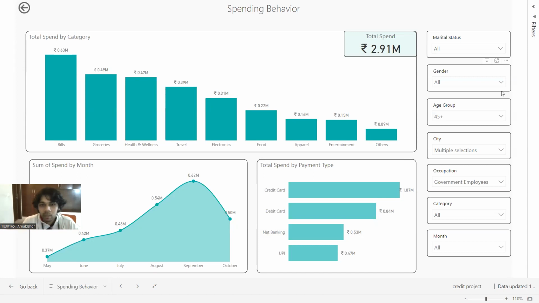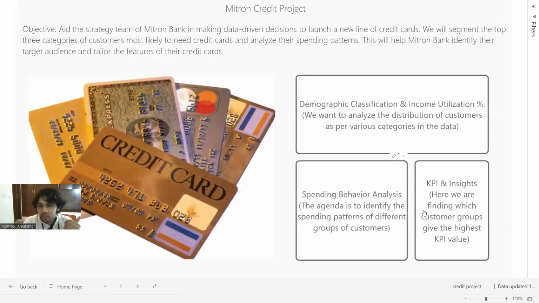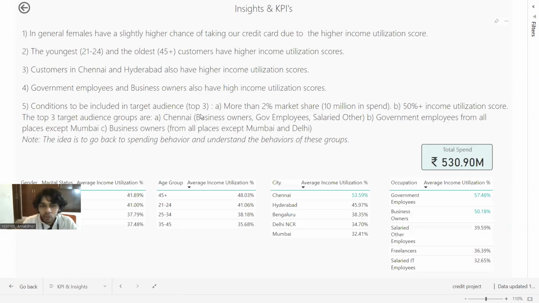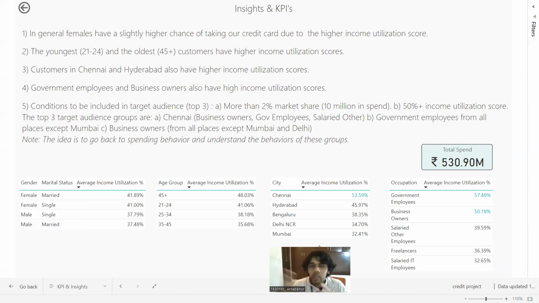So what Mithron Bank can do is give incentives to purchase these things, and other offers on their credit cards, and they already have their target audience ready. The top three target audiences we established in the very beginning are the ones we want to target as a campaign: the Chennai guys who are business owners, government employees, or salaried, other government employees from all places except Bombay, and business owners from all places except Bombay and Delhi. That is the crux of our analysis, and we also observed the different spending patterns of these people.